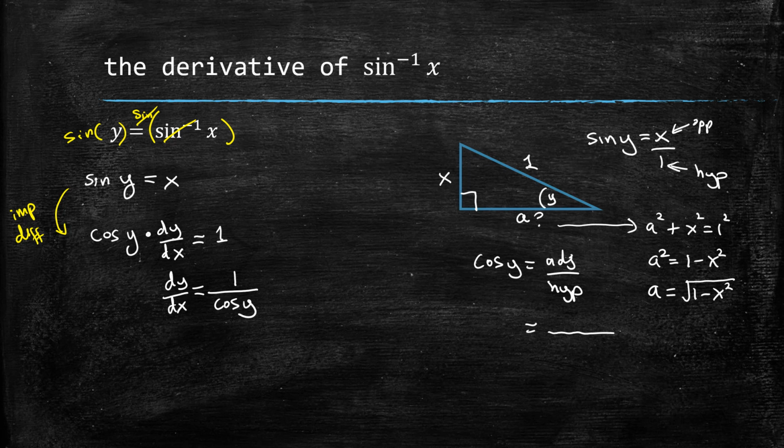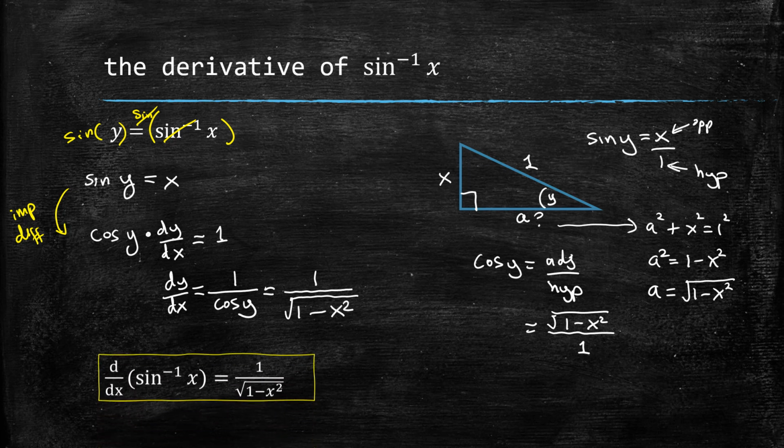So that's the adjacent, the square root of 1 minus x squared, and the hypotenuse is 1, which allows us to come over here, and in place of cosine y, we would just replace that with what it is in terms of x. And that gives us a formula for the derivative of the inverse sine of x. It's 1 over the square root of 1 minus x squared.